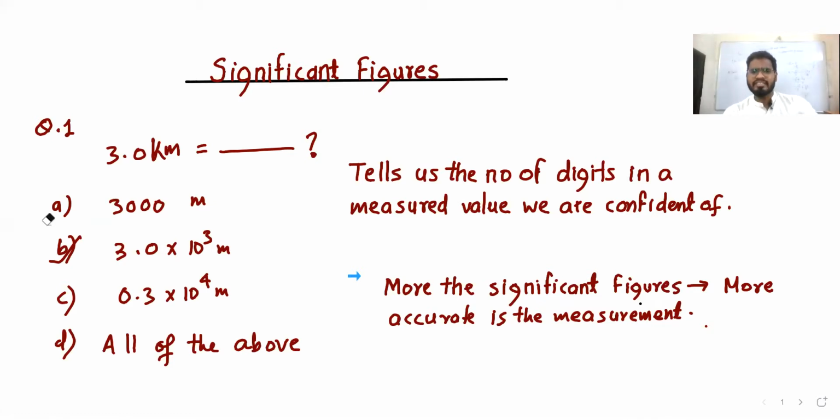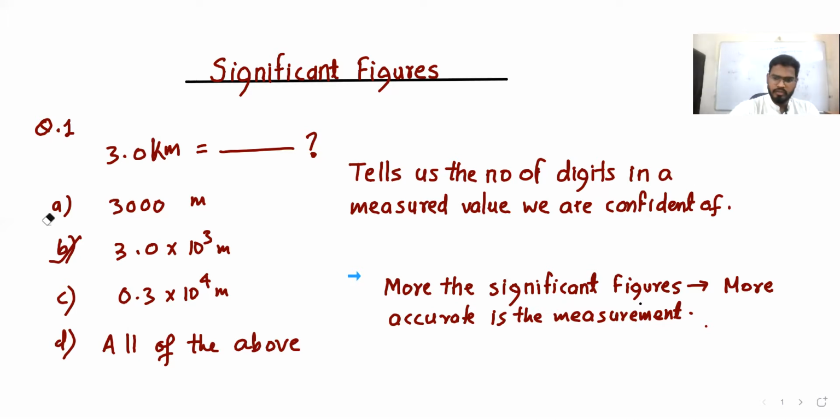Significant figures tell us the number of digits in a measured value that we are confident of. The more significant figures, the more accurate the measurement. As I told you about gold, you will have to go to 0.0001. Otherwise, even if you go only to 0.1, then you are giving 500 rupees extra, bro. You will have to go till 0.001, then you will give only 5 rupees extra, which you can bear. But with 0.01, you are giving 500 rupees extra, so you can't do that. So the more significant figures, the more accurate the measurement is.